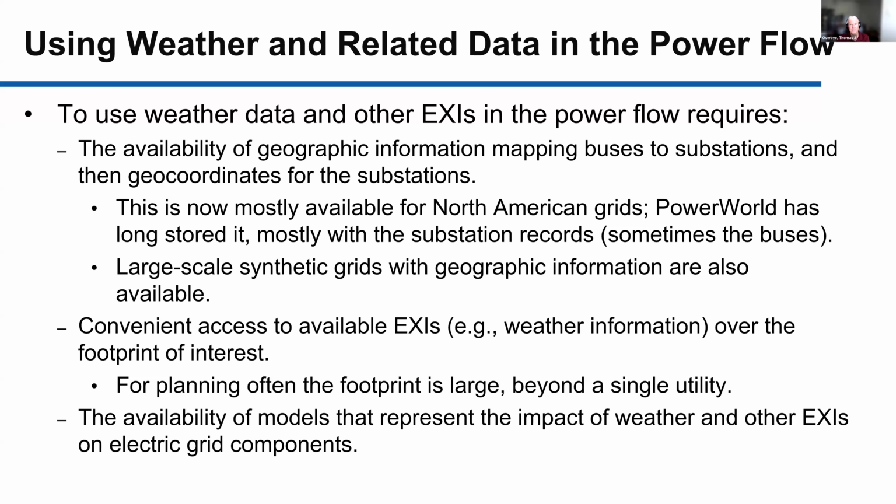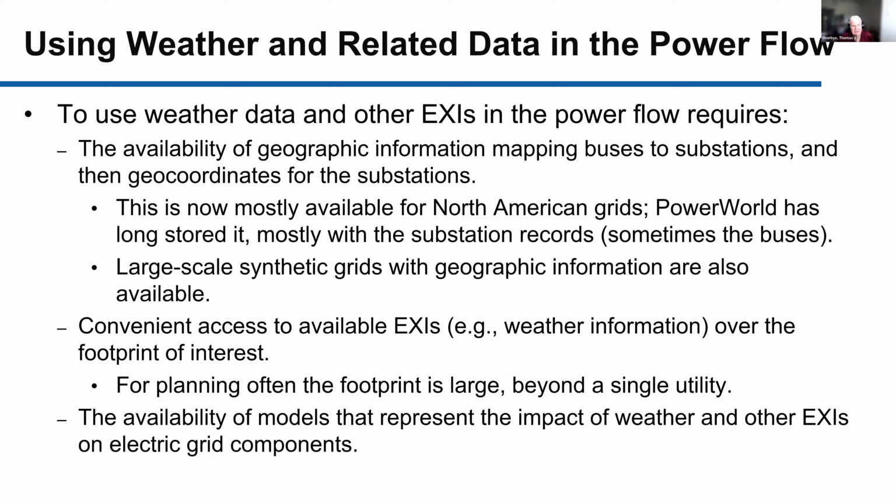Okay, so to use weather and these other external inputs in the power flow, we really need three things. And most of what I'm going to talk about are the second and the third one. The first thing that you need is geographic information on your electric grid components. This is something that thankfully in recent years has become much more available. Nowadays, it's very common that when you have a power flow model, you either have in the model information about the geographic location of the substations, or you can get that information fairly readily.